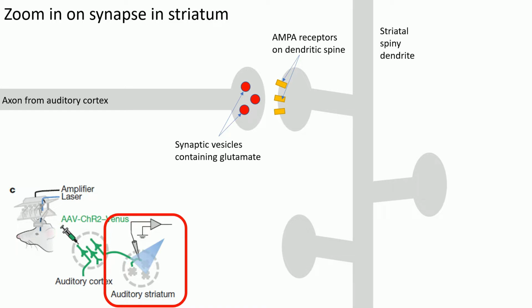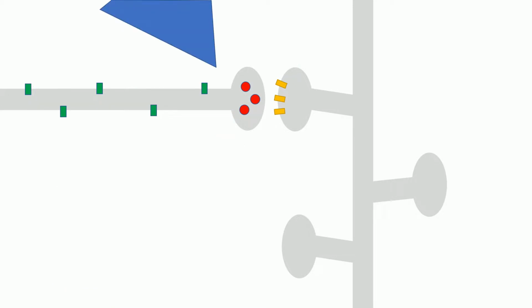And there are AMPA receptors on the postsynaptic spine that will allow positive currents to flow into that cell when glutamate is bound to them. And here are the channel rhodopsin 2 channels that will allow the experimenters to fire that axon whenever they want to via a light pulse. Let's walk through an experiment.